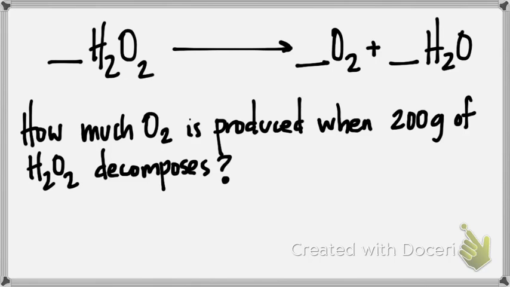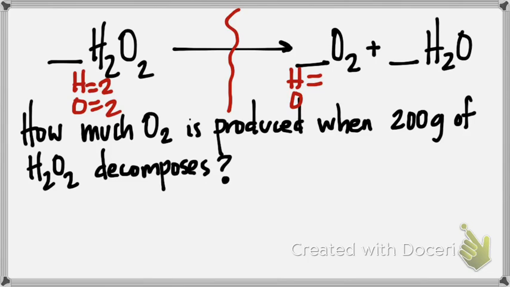But in this case, I'm asking you how much diatomic oxygen is produced when 200 grams of H2O2 decomposes. So you go back to your first step, which is you've got to balance your equation. And in balancing your equation, you have to identify the number of atoms you have on each side. You've got hydrogen and oxygen. On the left-hand side, you have 2 hydrogen and 2 oxygen. Then on the right-hand side, or your product side, you have 2 hydrogen, and then for oxygen, you have 2 plus 1.